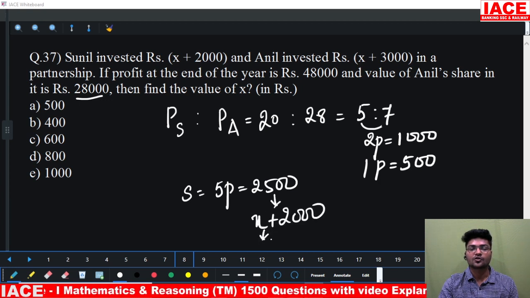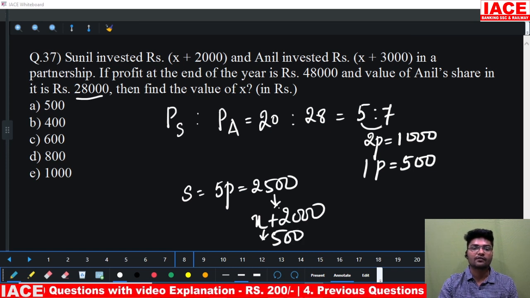That means X is how much? 500. X is 500. Correct answer is option A. Option A will be our right answer.